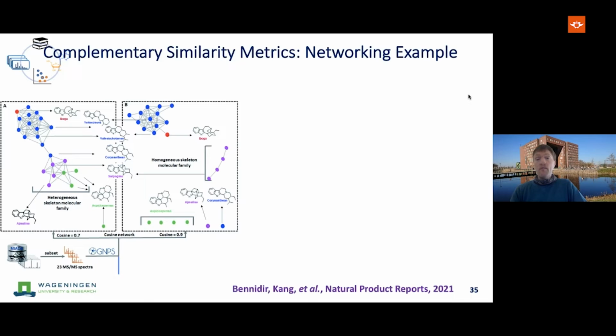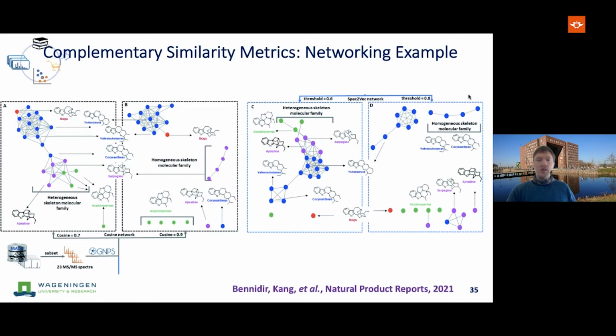And then if you're interested, there is this case study on complementary similarity metrics in a recent review by Mehdi Benadir, Cuban Kang, and others, including myself. I will not talk about that in detail today if you have time, but the bottom line is that if you use different mass spectrometry metrics like modified Cosine score and Spec2Vec score, then your network will change. And of course, what is then the best choice?